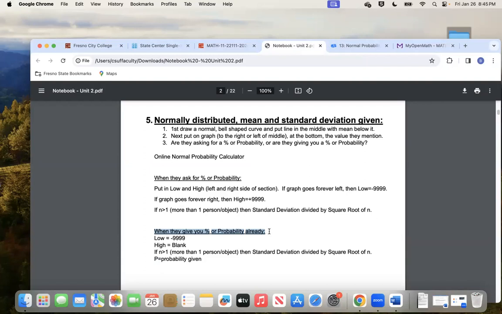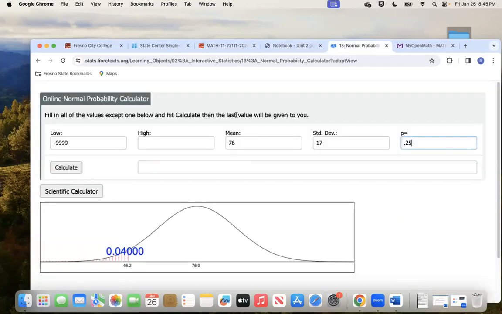If I said, hey guys, I'm watching a football game, it's the end of the first quarter, you know it's 25% of the way through the game. If I said, oh, I'm watching a football game, it's the end of the third quarter, well, it's 75% of the way through the game. So when they give you Q1 or Q3, they're giving you a percentage, either 0.25 for Q1 or 0.75 for Q3. So it's just like the last part. So you put in the low of negative 999, the high you leave blank, put in the probability. All right, let's do it. So low, negative infinity, high leave blank, mean standard, P is 0.25, calculate.